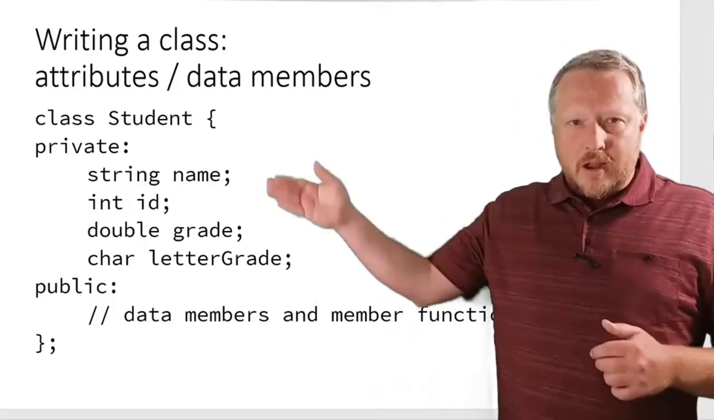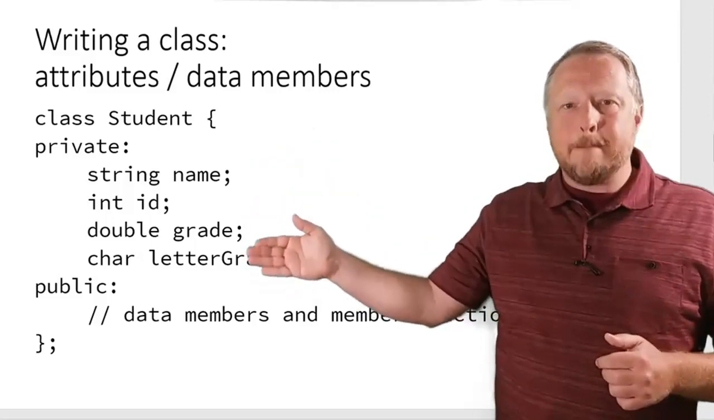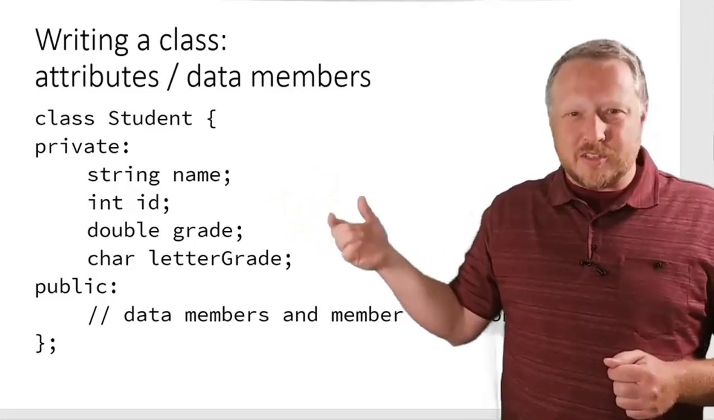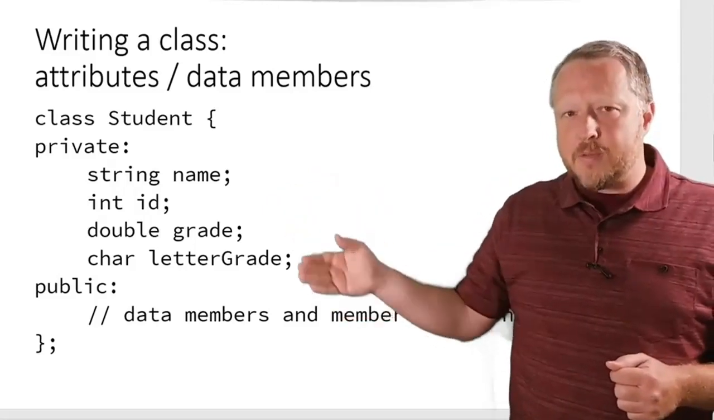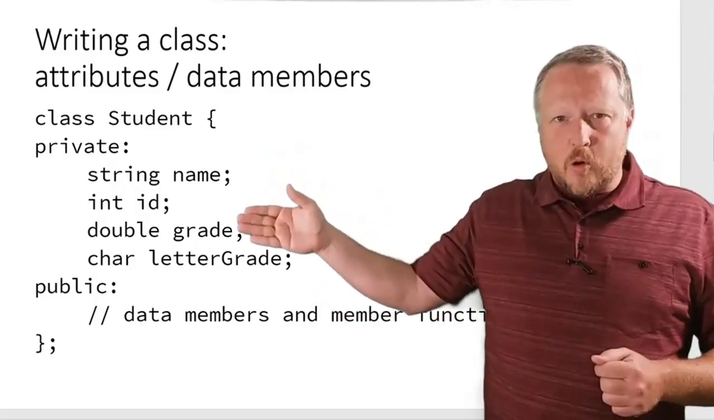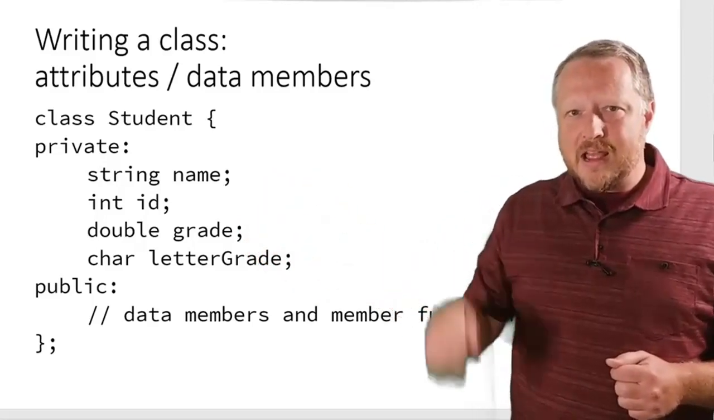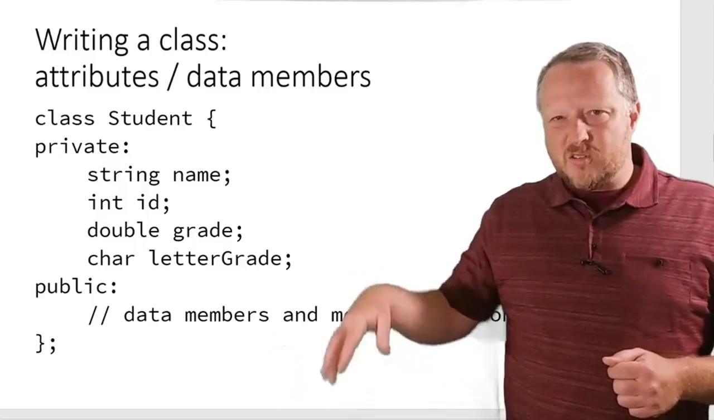So here we've gone ahead and started adding some data members. And notice it's not data functions or member functions because there's no parentheses behind them. But everything so far in all of these is going to be set to private: name, an ID, grade, and letter grade. Public we'll get to eventually.